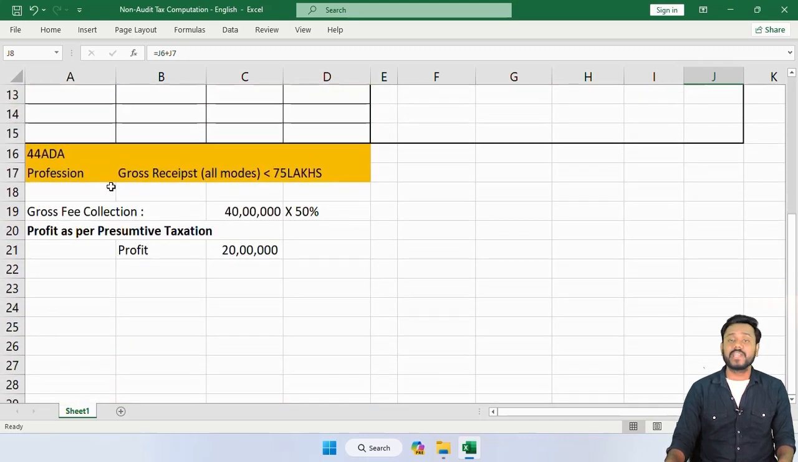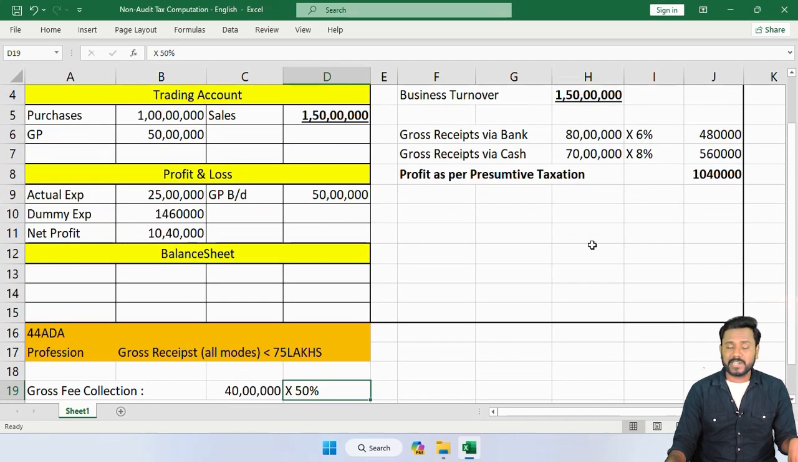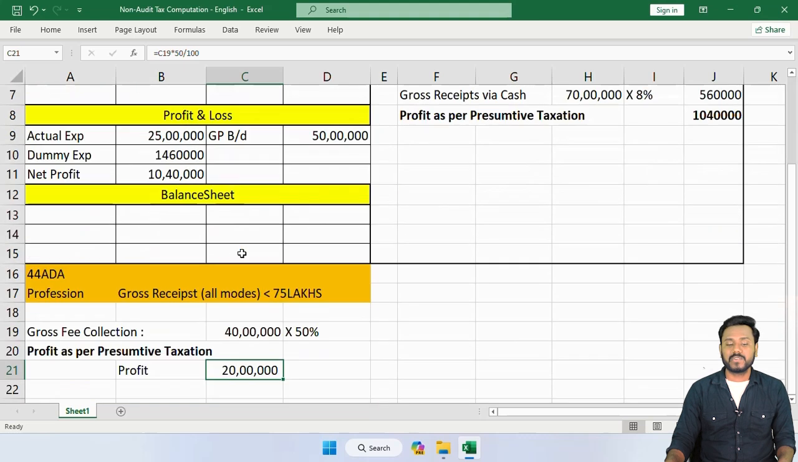As per section 44ADA, if you have any income from profession, you also can go for the presumptive taxation scheme if the gross receipts are less than 75 lakhs. So the total gross fees collected, imagine as a doctor you collected a total of 40 lakhs. Here we will have directly 50%, irrespective of the mode of receipt. 50% will be the profit, which means out of 40 lakhs, 20 lakhs will be your profit. This is how profit will be calculated in the presumptive taxation scheme.